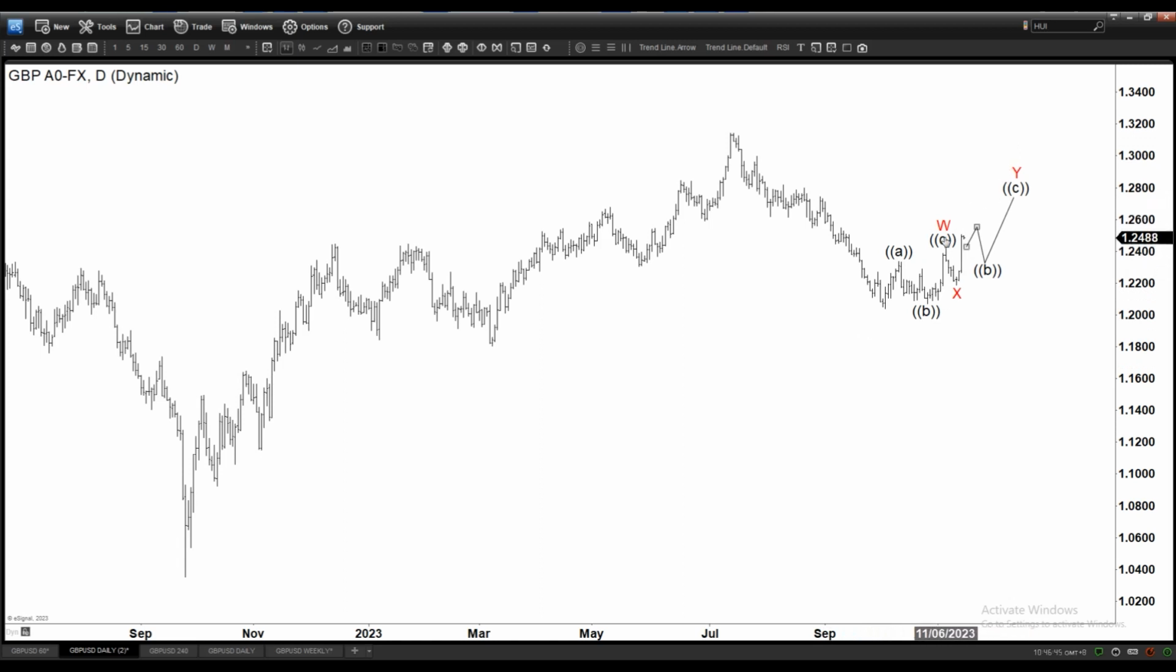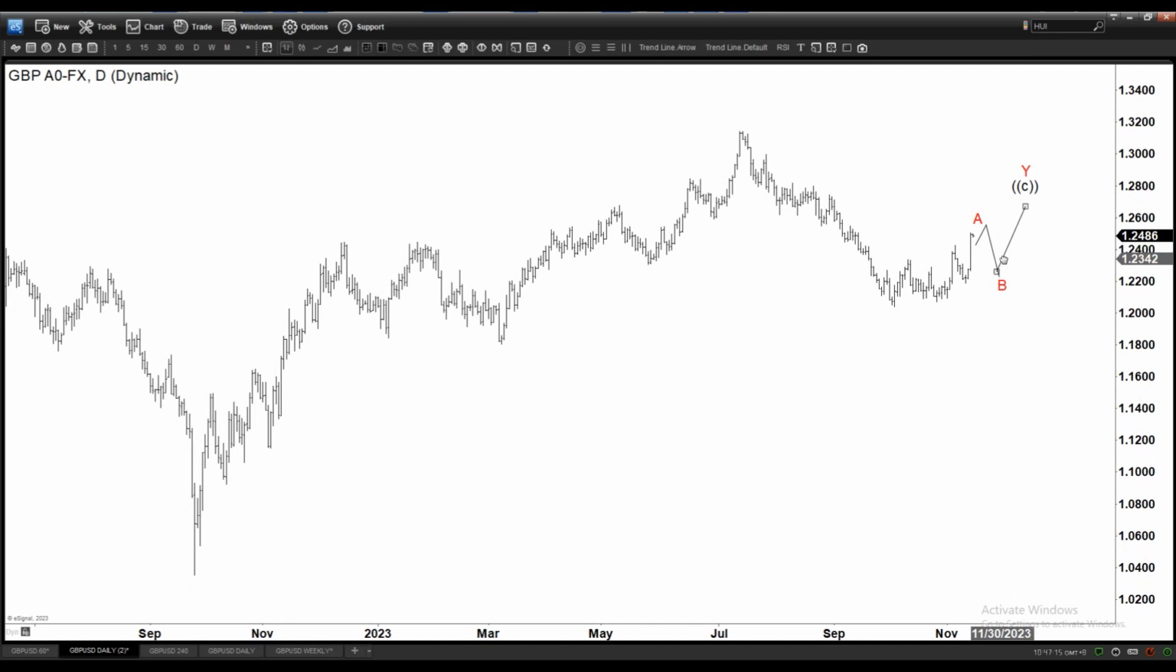Now, another possibility here is that this is a diagonal 1, 2, 3, 4, 5, and then ending A, right? In that case, you will get a pullback as well, but the pullback can be slightly bigger because you will be correcting not only this cycle, but this entire 5 waves. So the correction can become a bigger correction in 3 waves, and then after that you go higher again.